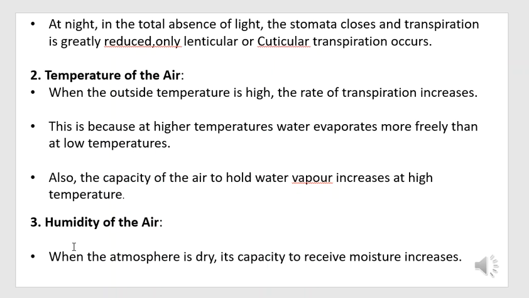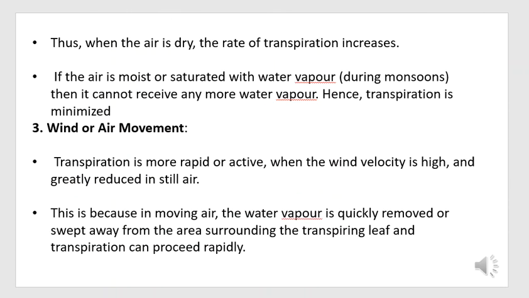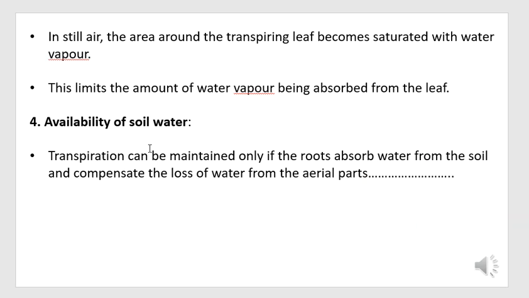At that time it is inversely proportional, and all the rest, like sunlight, temperature, wind or air movement, and availability of water in the soil, cause the transpiration rate to be higher. So they all have a direct effect, and only humidity has an indirect effect.